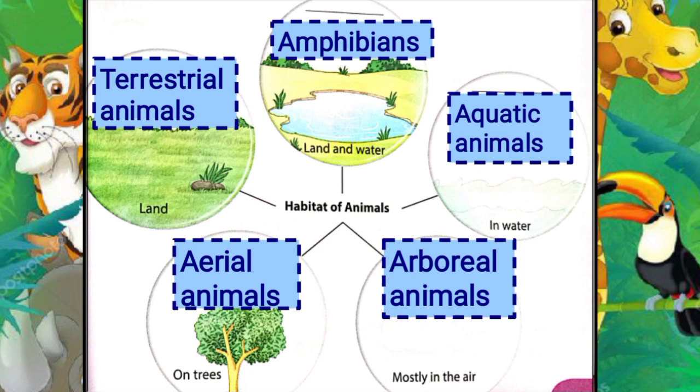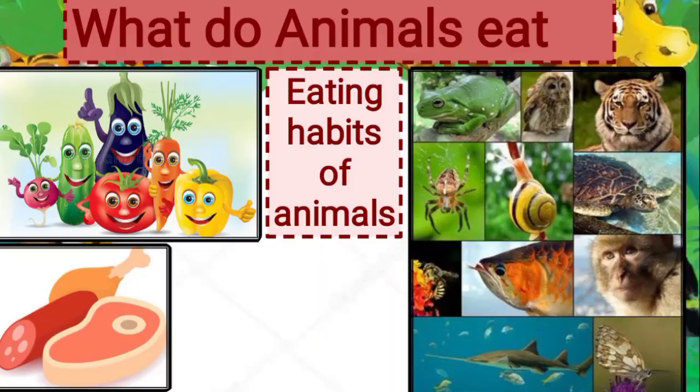Animals are found everywhere: on land, on trees, flying in the air, and in water. Some animals are also found on both land and water. Based on where animals spend most of their time, they can be grouped into terrestrial animals, arboreal animals, aerial animals, aquatic animals, and amphibians.